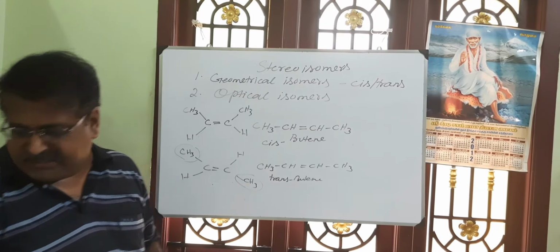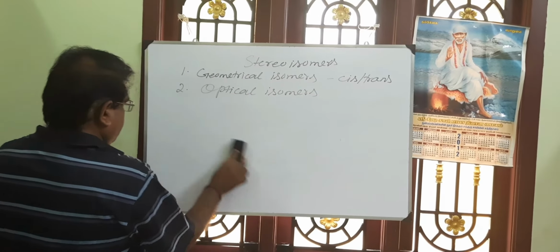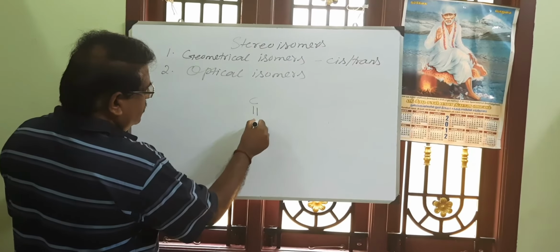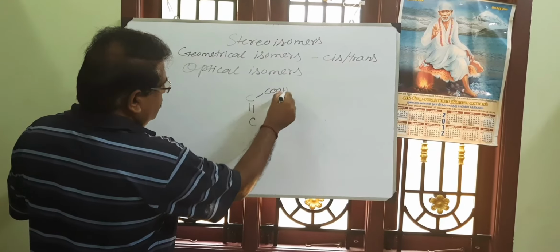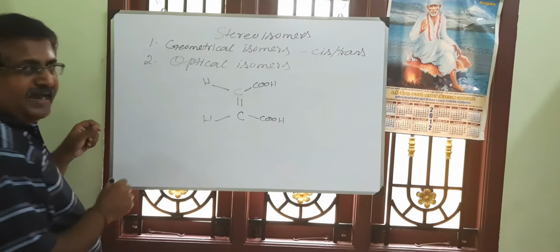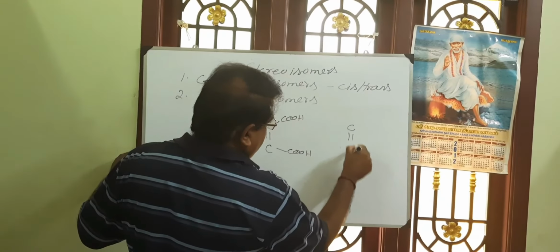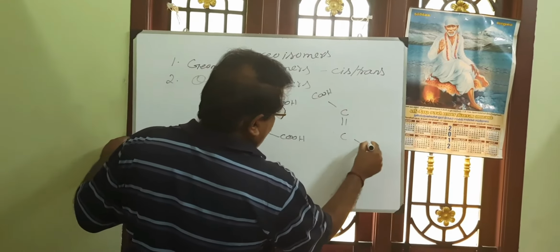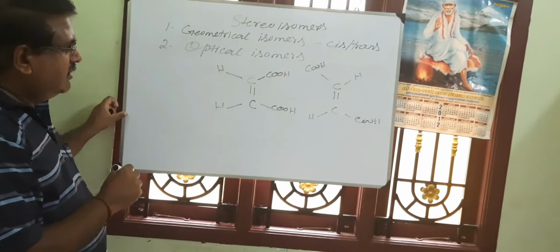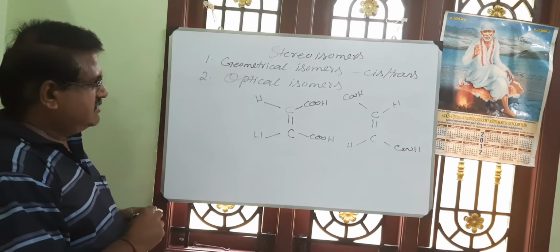Let us discuss one more example. C double bond C, COOH, COOH, here H, here H. This is called maleic acid. Now C double bond C, COOH, H, H, COOH. This is fumaric acid. So these are other examples of geometrical isomers.